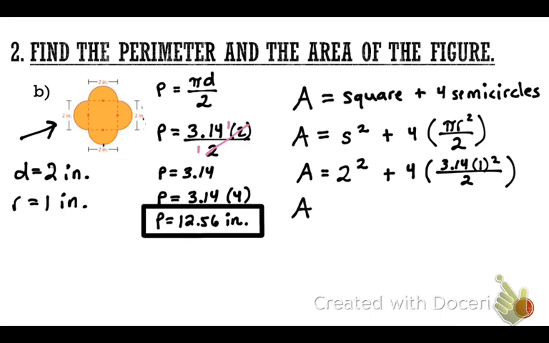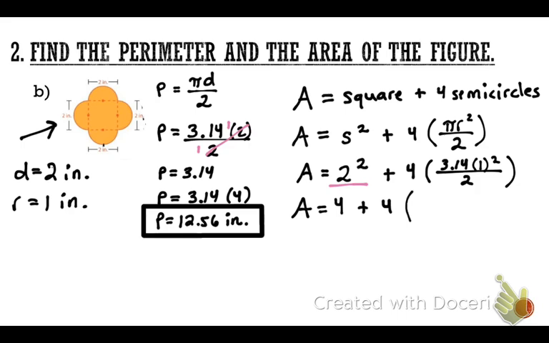Can you guys tell me what 2 squared is? 4. It means 2 times 2 is 4. Plus 4 semicircles. Is there any work I can do within my parentheses? Yes, there is. What's the first thing I should do within the parentheses? Square the 1. Guys, what is 1 squared?